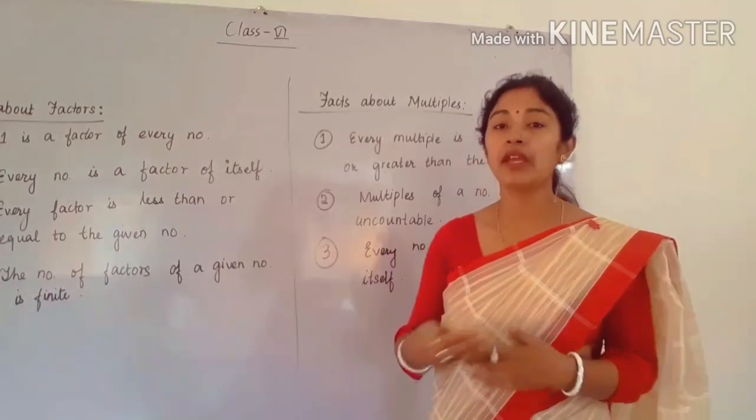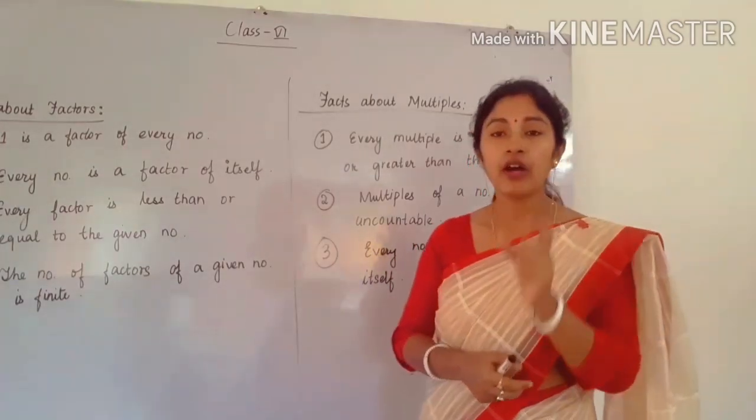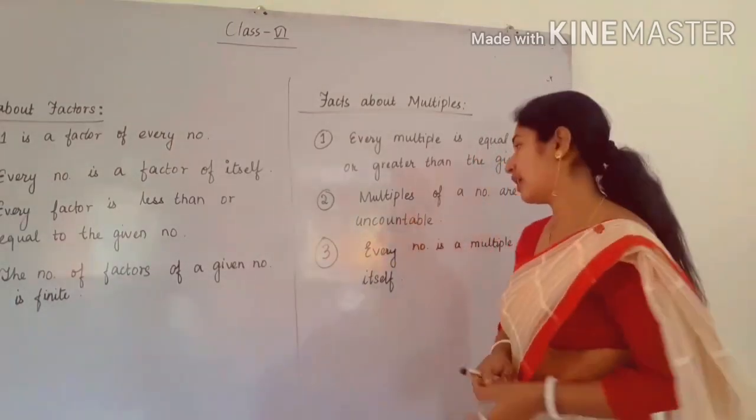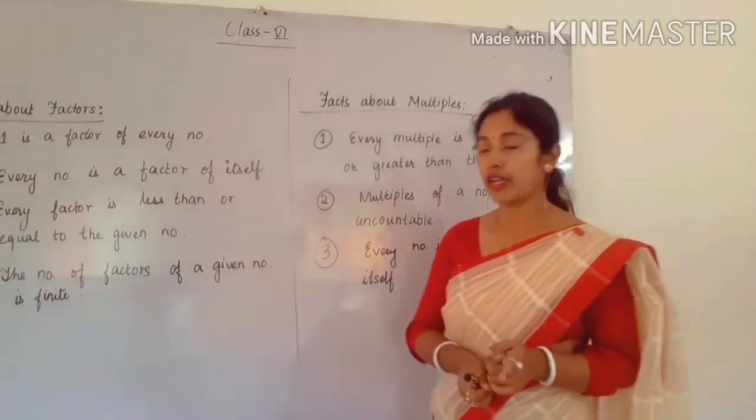And we cannot say "many." In mathematics we have to use a word, and that word is called infinite. Here I have written uncountable. You can also say uncountable. Multiples of a number are uncountable, or we can say infinite.